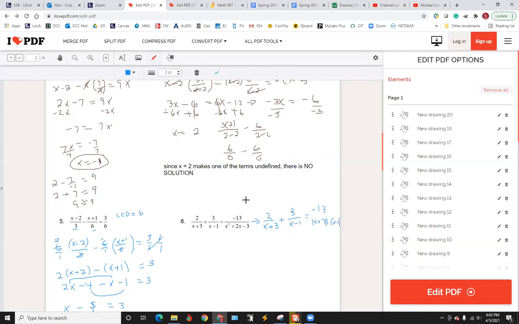All right, so the LCD for that is x plus 3, x minus 1. So that's the LCD. So I'm going to try to squeeze all this in there. It's real hard to get it in there, but we're going to do it just so I can show you what happens.